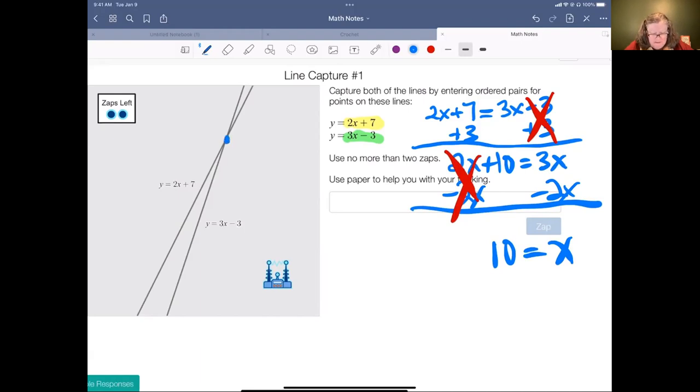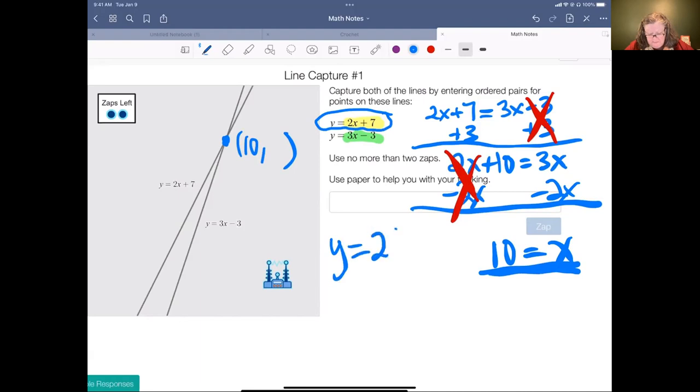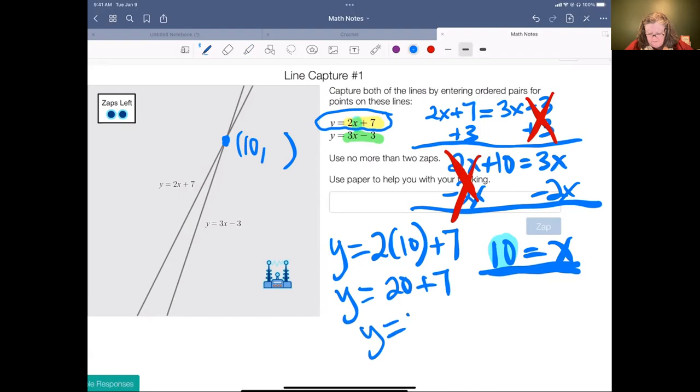That means whatever this is right here, where these two are together, the x term is 10, and we don't know what the y is yet. But we can go back up to either one of these equations and substitute this 10 in where an x is. So I'm going to say y is equal to 2x10+7. I'm substituting this 10 for this x. y then is equal to 20+7, because I did 2 times 10, which means y is equal to 27.